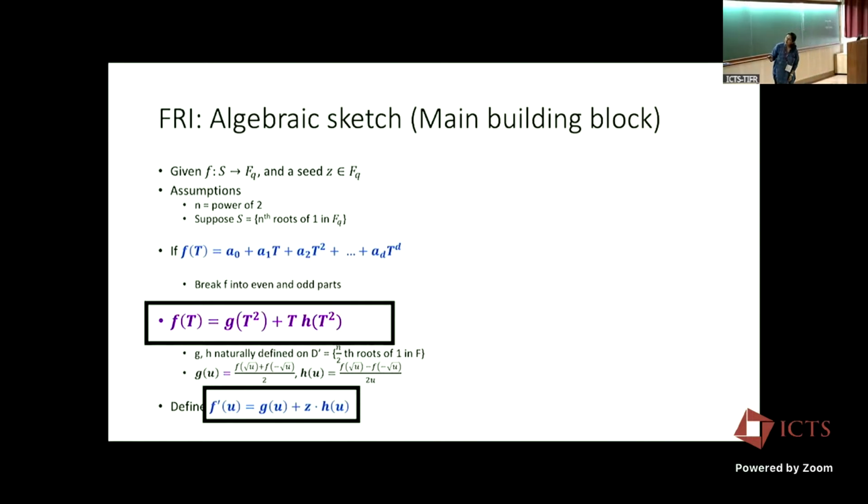Now let me define f prime as a random linear combination of g and h. G and H were both degree d over 2, so f prime will also be degree d over 2. So in this manner, I got from one function of degree d to a single function of degree d over 2.